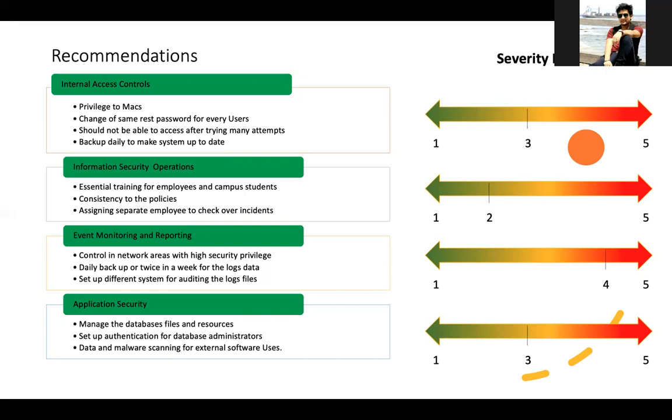Same way for information security operation, the training of the employees of a campus must be done, because without training and without knowing the information, they cannot handle what's going on in the system. So training is really important. The policies about the security risk management system in IT for the university should be consistent, because they change every year. If they want to change them, they should discuss it with the students and the staff to come out with a solution for the policies.